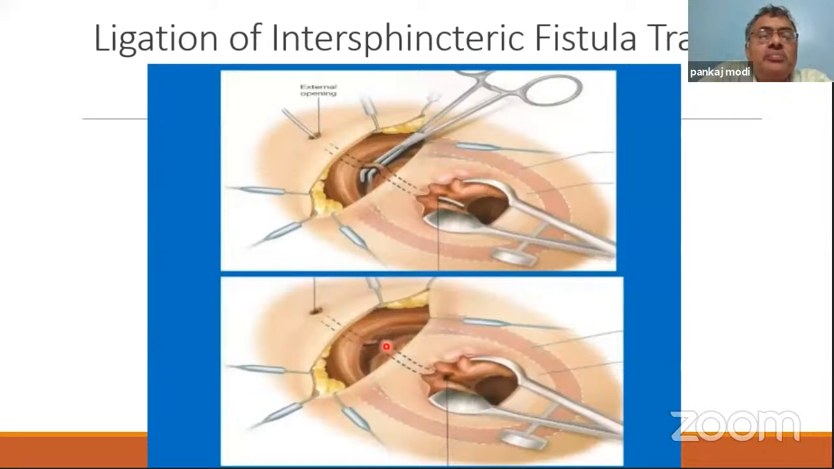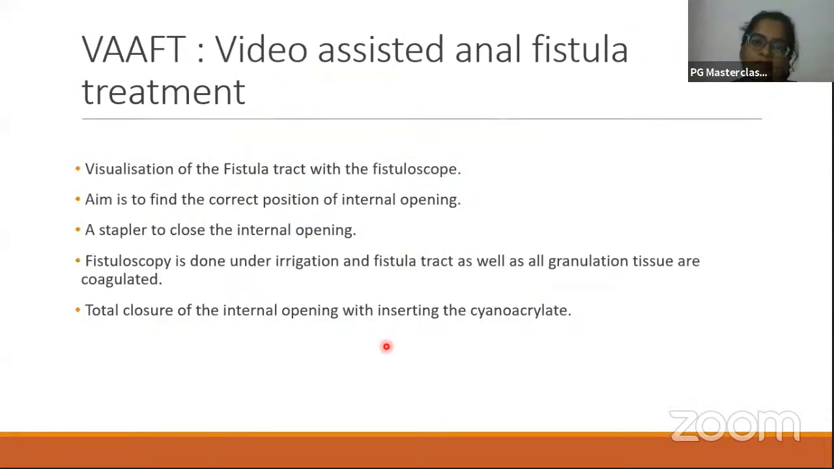That is the only one, but the recurrence rate is comparatively higher. You should keep that in mind. A newer method is video assisted anal fistula treatment, in which a fistuloscope is used to identify the internal opening, and a stapler is placed on the internal opening, and the entire tract is coagulated. Yes, this is right. One more advantage of LIFT, what we do is sometimes it can be done.